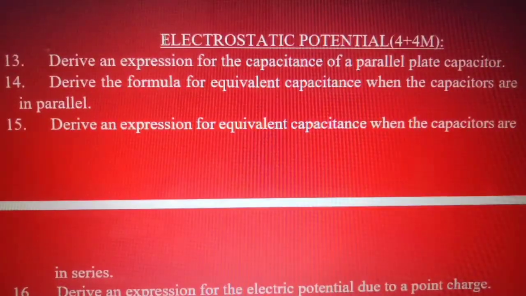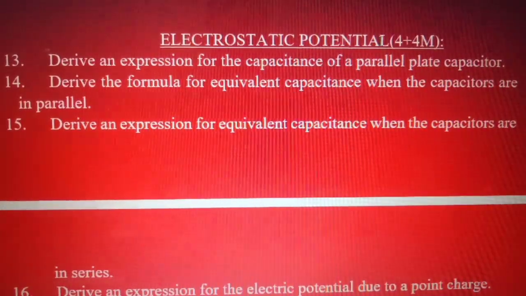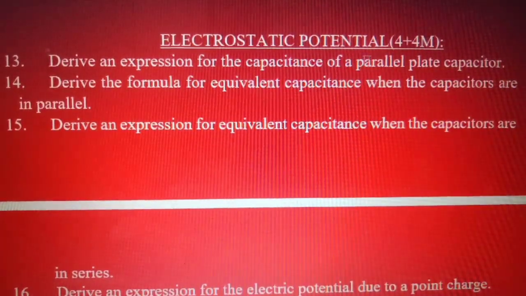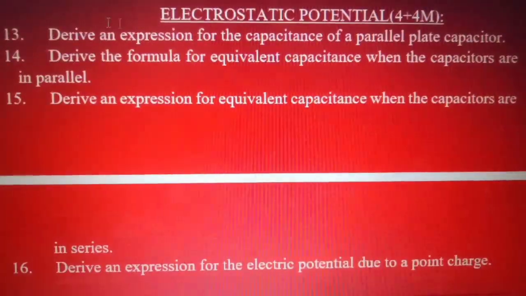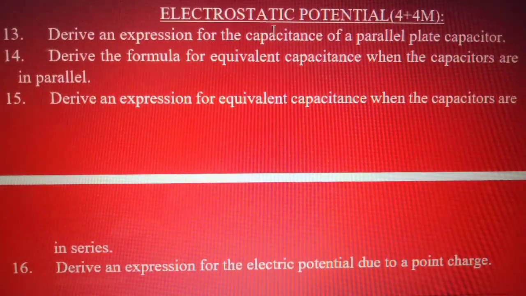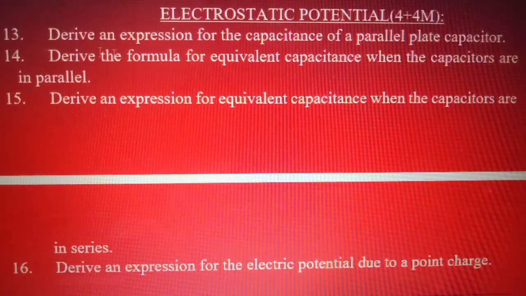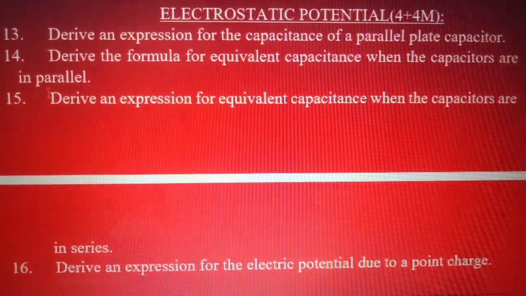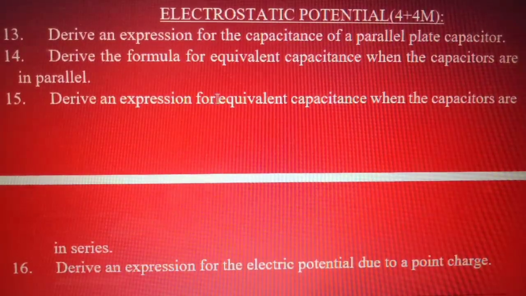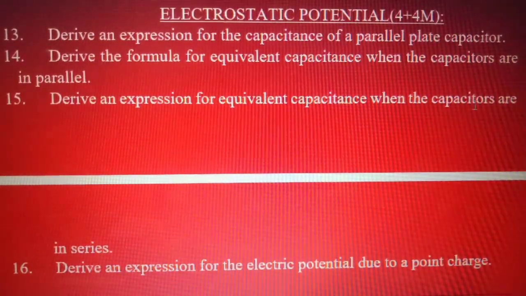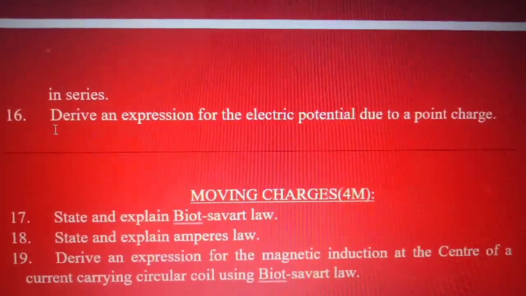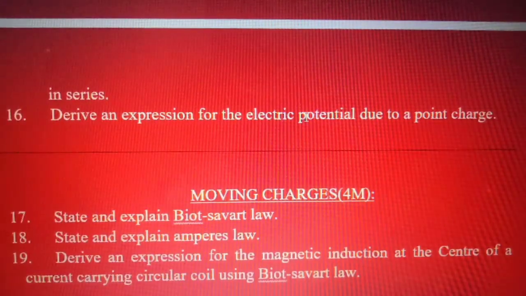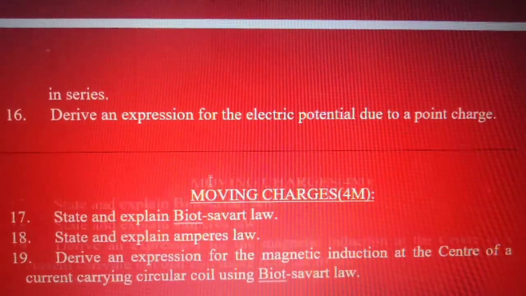And coming to the next chapter, electrostatic potential, as per the blueprint you will have two 4 marks questions from this chapter, and the important questions are: derive an expression for the capacitance of a parallel plate capacitor, derive the formula for equivalent capacitance when the capacitors are in parallel, derive an expression for the equivalent capacitance when the capacitors are in series, derive an expression for the electric potential due to a point charge.